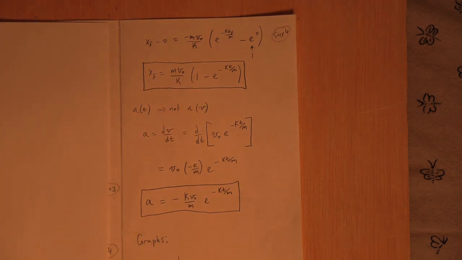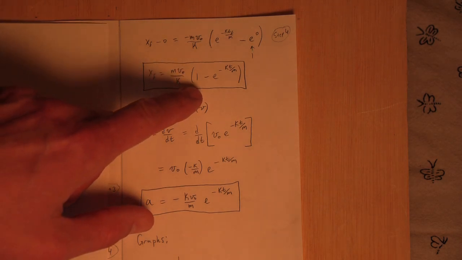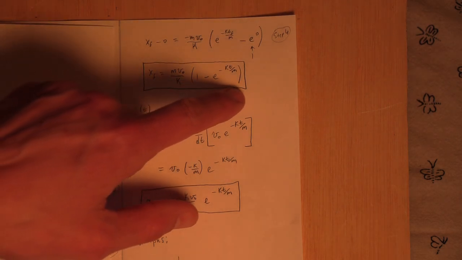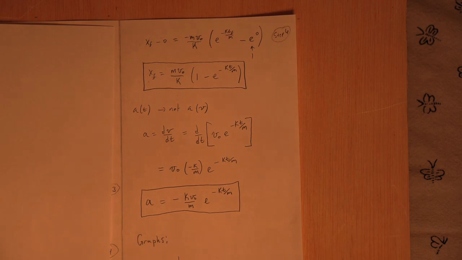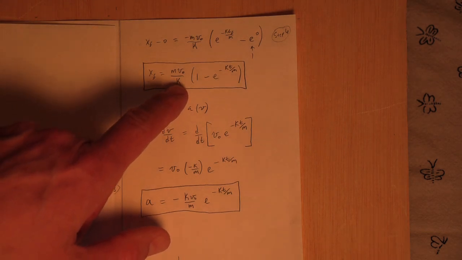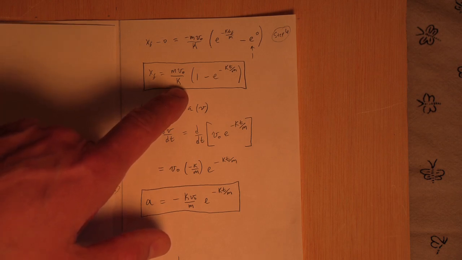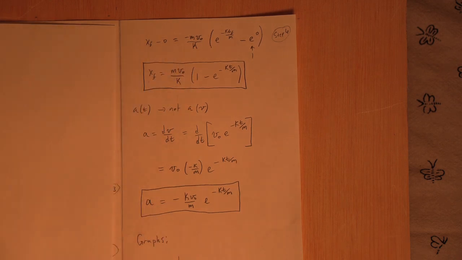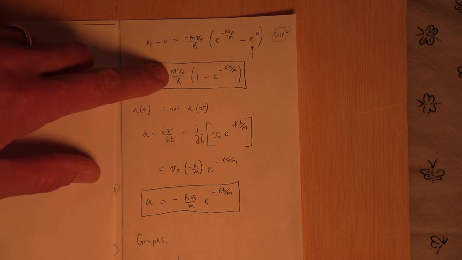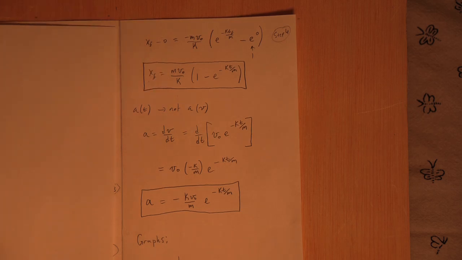Recall from the previous video, that's a function that begins at 0 and then rises to 1. So I have 0 times this in the beginning, which is 0, and then 1 times this. So the object eventually goes to a distance of mv0 over k. So that's how far the thing went.